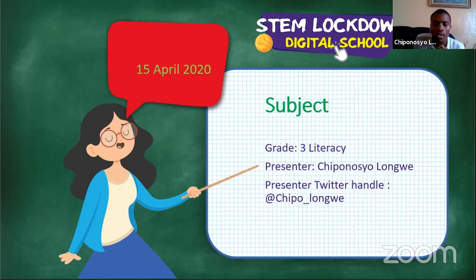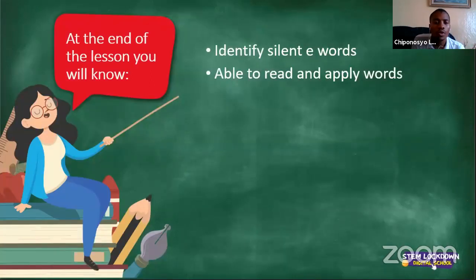I hope everyone is fine, and I hope everyone is okay. So we're going to identify silent E words, and then we're going to be able to read and apply the words, just like any other sound. But this one focuses on specific words, and we're going to identify them and also be able to read them and use them in sentences.